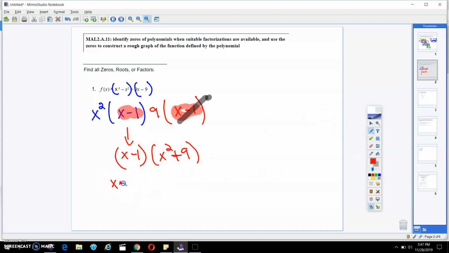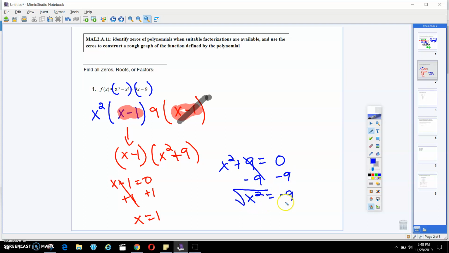I'm going to take x minus 1, set it equal to 0, and solve. So that's going to give me x equals 1. I'm going to take x squared plus 9, set it equal to 0, and solve. So I'm going to subtract 9 from both sides. And now I'm going to take the square root. When I take the square root, I'm going to get positive and negative 3.